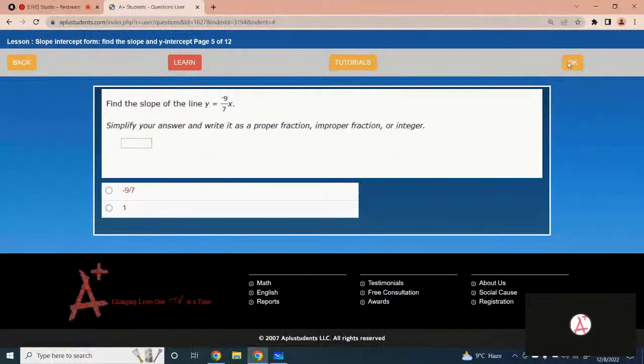Find the slope of the line y equals negative 9 over 7 x. So when you compare the equation with y equals mx plus b, actually b is 0. Got it? But you have to find the slope here. So the slope is negative 9 over 7. Got it? That is y equals mx plus b. You are not given a b, and when you compare, m equals negative 9 over 7. Got it?